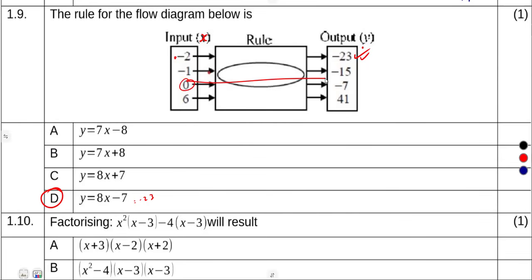When x is equal to 0, y is supposed to be minus 7. Put a 0 there. Where are you going to get a negative 7? Again, on D, all right? Or you can actually find that from the differences, all right?